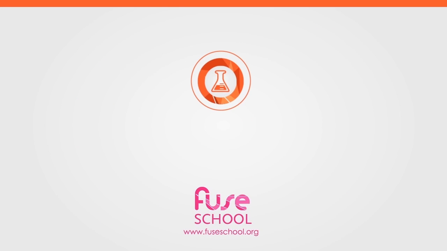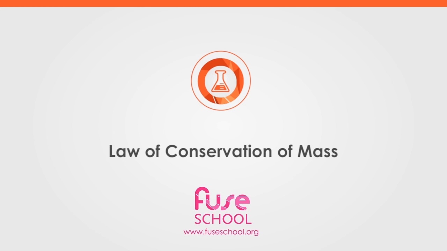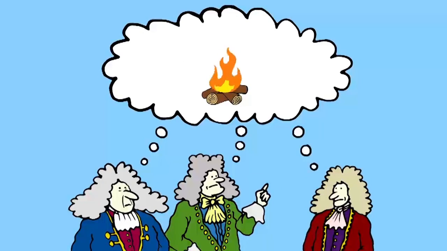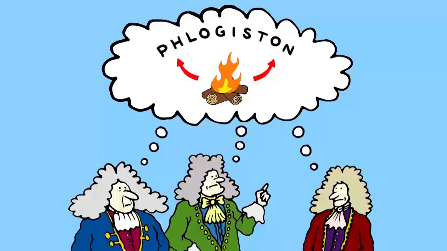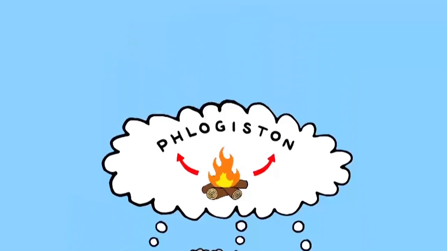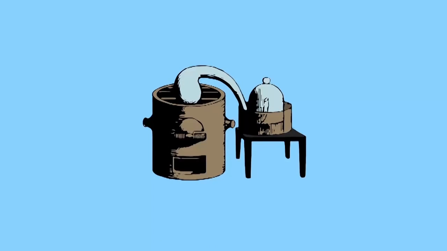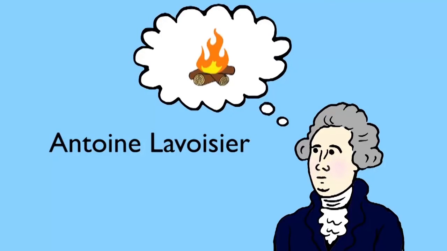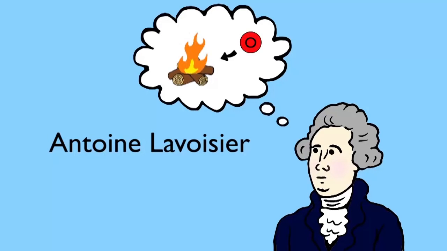In this video, we examine the historical and present-day significance of the law of conservation of mass. In the 18th century, scientists thought that when things burn, a substance called phlogiston came out of them. Then, experiments in closed vessels where substances could be accurately weighed began to help early scientists, such as Lavoisier, understand that when things burn, oxygen is added.